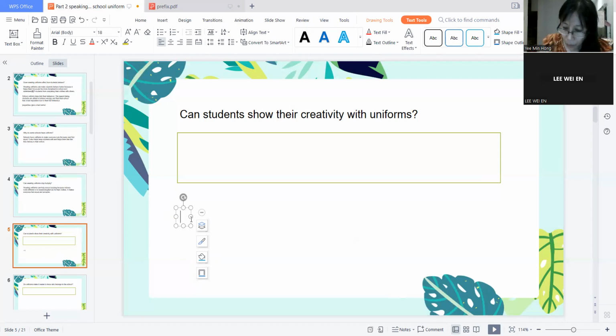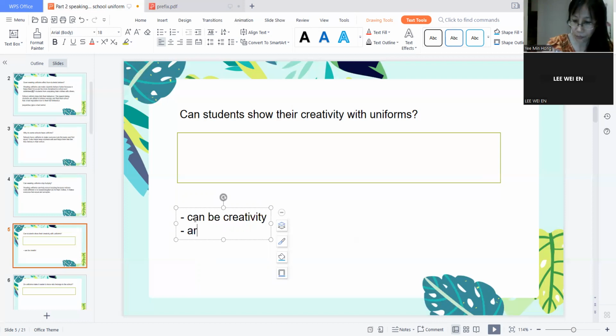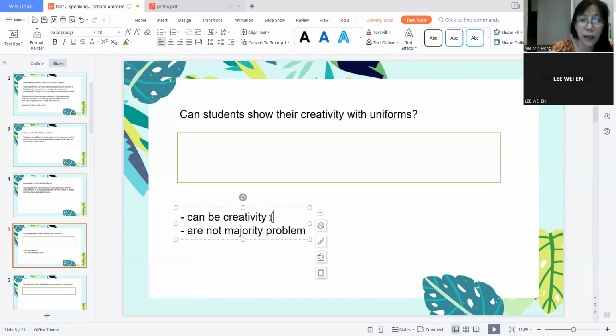Okay, here I pick up a few things from what you shared. Just now I had a problem with my PowerPoint. I heard you saying "can be creativity", so we have to be very careful. Another one I picked up is "not majority problem". The others are not a big problem. "Can be creativity": creativity, this one is a noun.